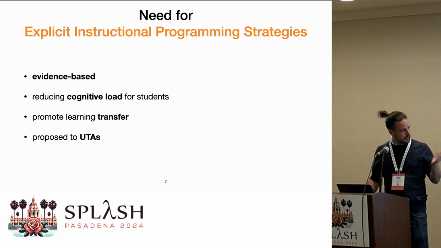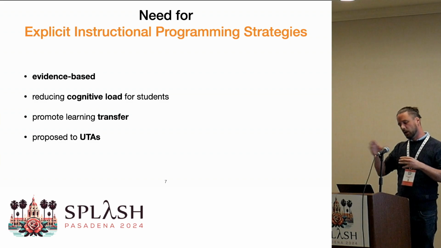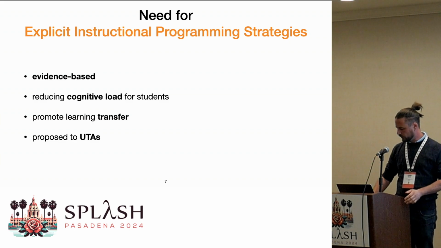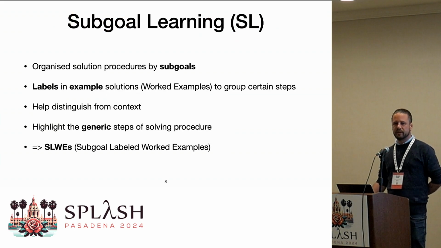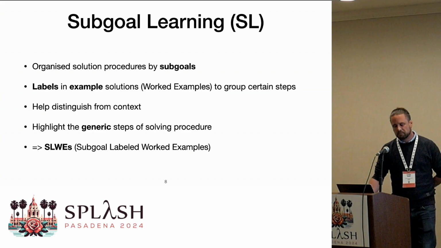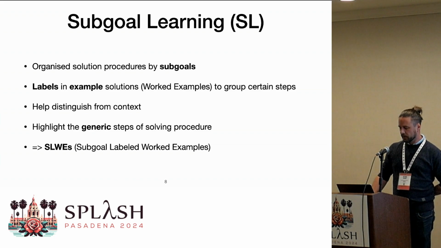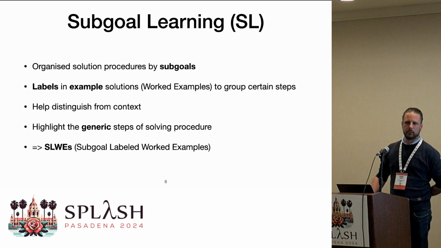I will explain why the strategy we chose does that, and promotes transfer, like how to reuse concepts in other exercises throughout the course. So the strategy we presented and integrated in the course is called subgoal learning. It was proposed by Catrambone, and Laurent Margulieux proposed to introduce it in computing education.